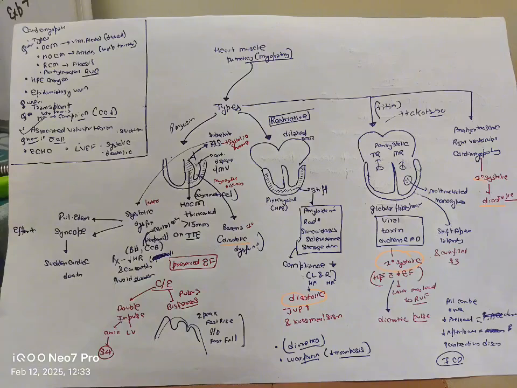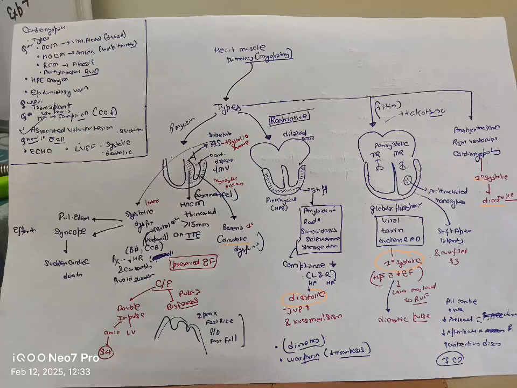Clinical features: the compliance of both the right and left ventricles is reduced, so there will be features of left heart failure and right heart failure. In left heart failure, you will see pulmonary edema, PND, orthopnea, and dyspnea on exertion, whereas from the right side you will see pedal edema, ascites, ascitic signs, and hepatomegaly.